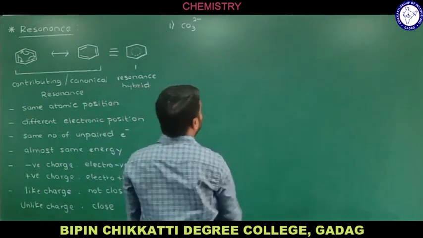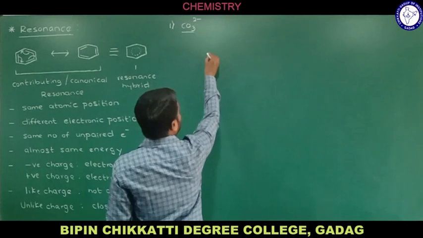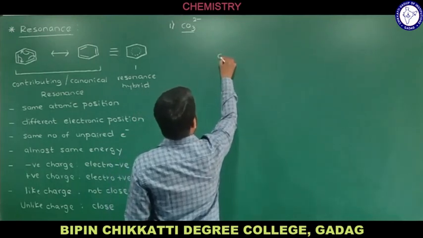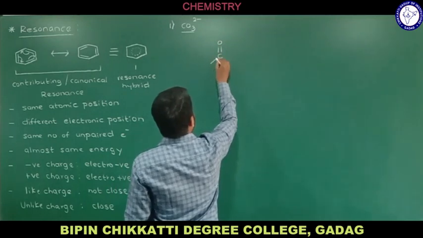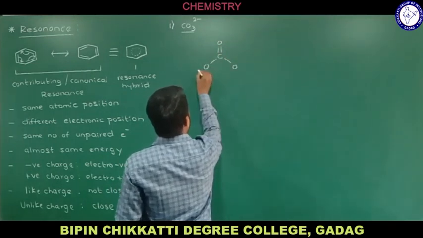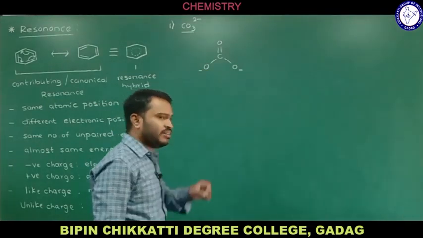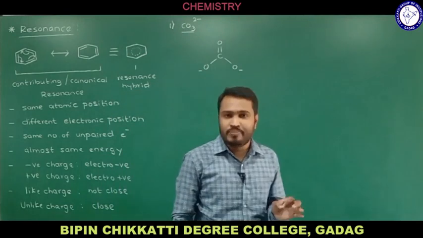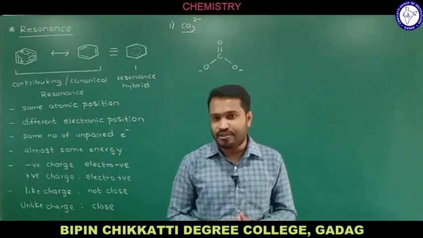So CO3 2- we have here. So we'll see how we can draw the structure of CO3 2-. So now you just see here carbon we have, and here I am going to write a double bond oxygen, and single bond oxygen and single bond oxygen, and here I will write a minus, and here I will write a minus.